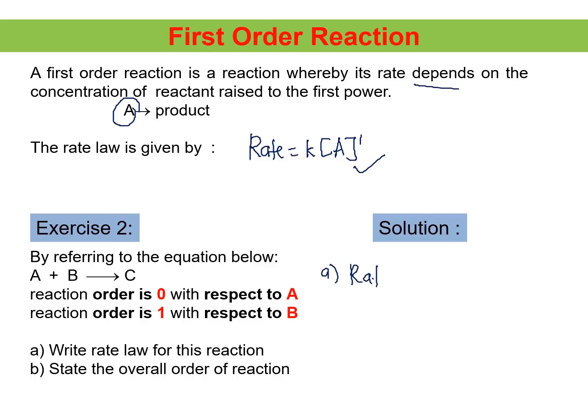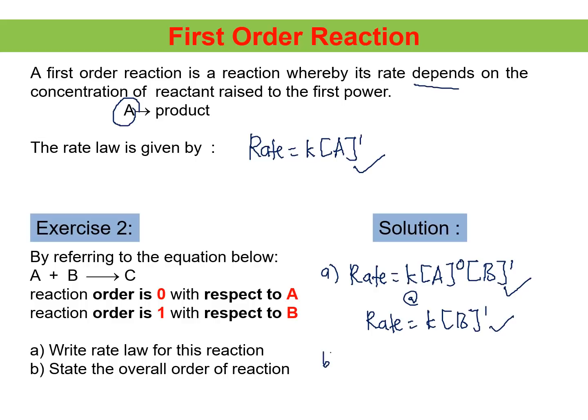So rate equals to K times concentration reactant A power of its reaction order. Reaction order with respect to A is 0. Power of 0 times concentration reactant B power its order, which is 1. So here we can simplify this rate law, because concentration reactant A power of 0 will become 1. So rate equals to K times concentration reactant B power of 1.